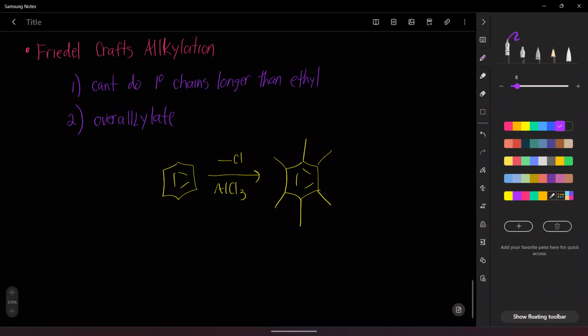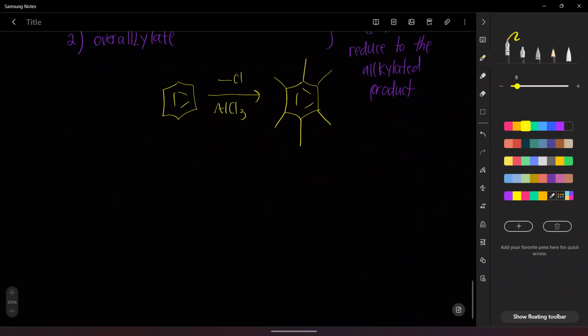So if you ask yourself, well, how can I avoid this? Well, the way to avoid this is the same way that we avoided number one. And that is, we do an acylation first, and then reduce to the alkylated product. Okay. So let's talk about why that would work, right? So if I started off with benzene and I wanted only monomethylbenzene, right? I don't want to get hexamethylbenzene. I don't want 6 methyl groups on there. I want to be able to stop at 1, right?